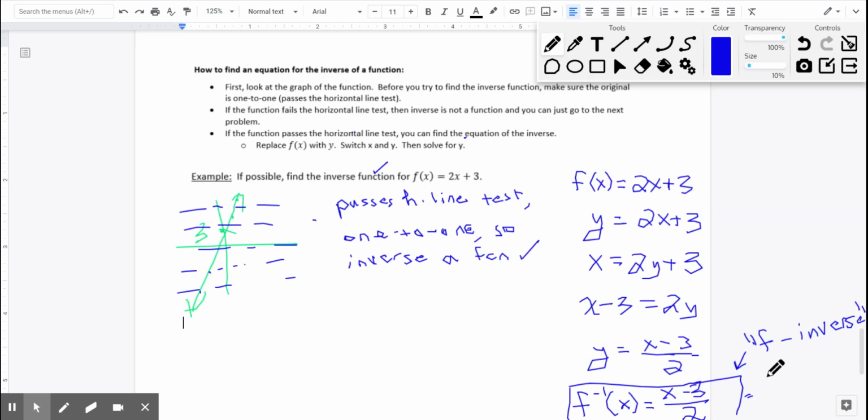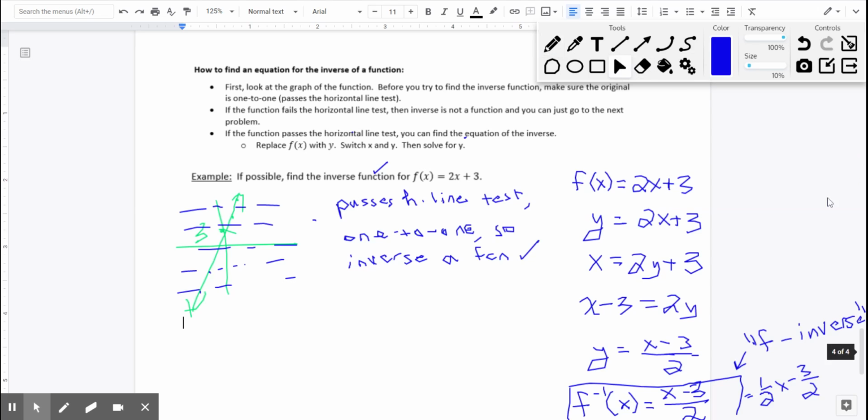And if you wanted to, by the way, you can make this 1/2 x minus 3 over 2 by splitting apart that fraction, because then you'll recognize that this is just a linear function as well with a slope of 1/2 and a y-intercept of -3/2.